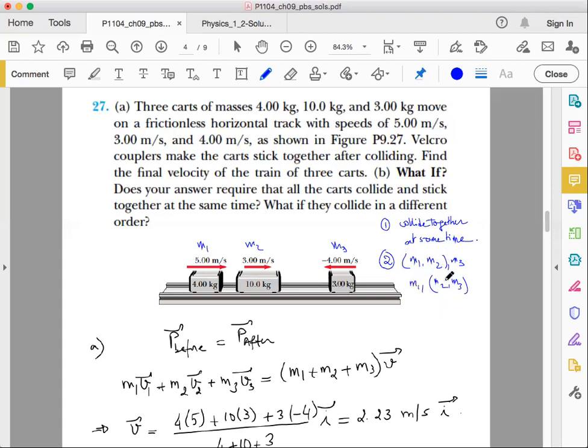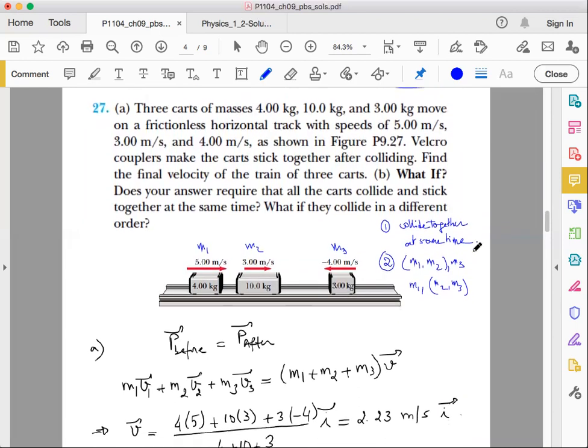In this case, we talk about order, because they do not collide all at the same time, but they collide in order. So the question in the second part is, what would be the difference between these two? If they collide together at the same time, or if they collide in order, is there any difference in the answer? That's the question. Now let's go to part A and solve it, and then go back to part B.